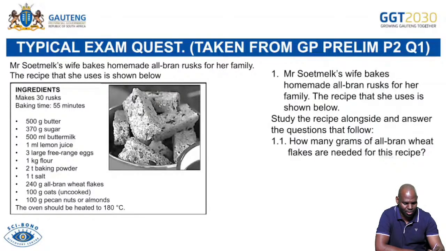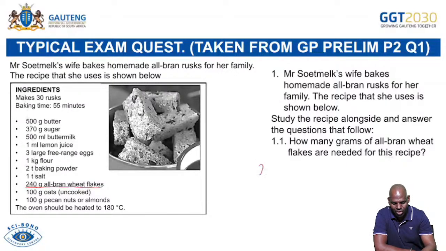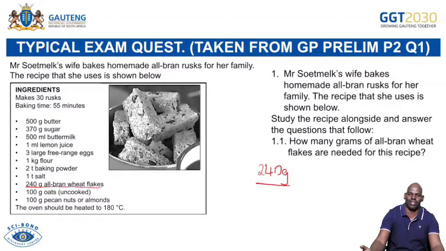Then let's go to our recipe and check. There it is, 240 grams. You just write it down. You don't do any calculations. It's just a matter of writing down the answer. 240 grams. It's just 240, that's all. No calculations.